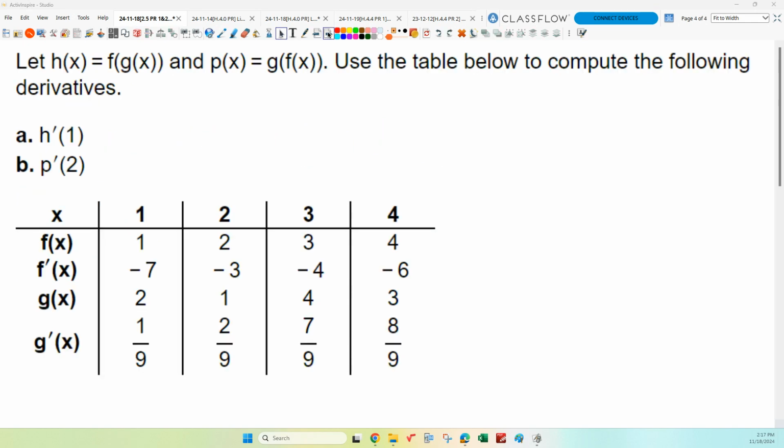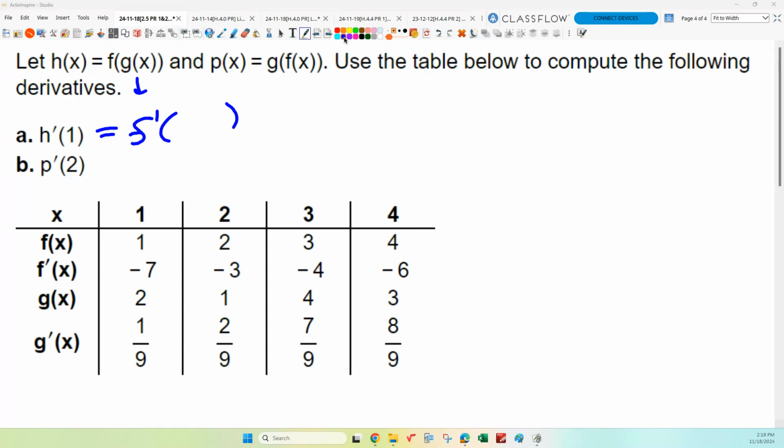And then finally, last one. So if I want to calculate h prime of 1, and again, here's h of x. h is f of g of x. So by the chain rule, what is h prime of 1 going to equal? Differentiate that composition using the chain rule. What's the derivative of f of g of x by the chain rule? f prime of g of x times, okay, so h prime of 1 would just be f prime of what then?